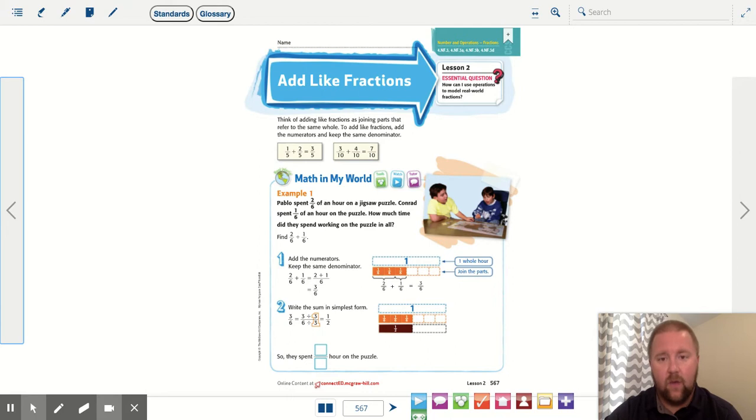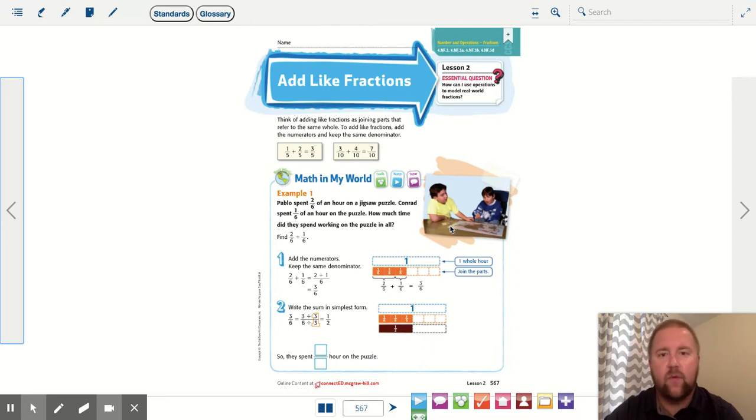Okay, so quick examples are right here in this box, where we have 1/5 plus 2/5 equals 3/5, or 3/10 plus 4/10 equals 7/10. It seems like a pretty quick and simple idea.